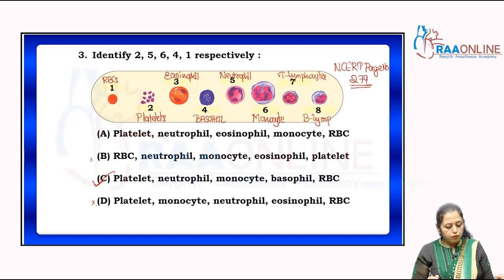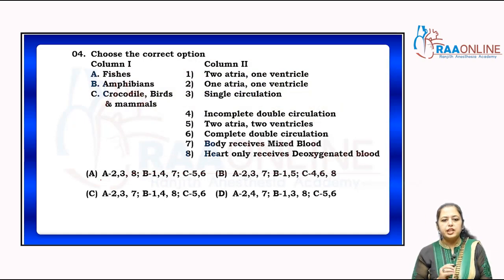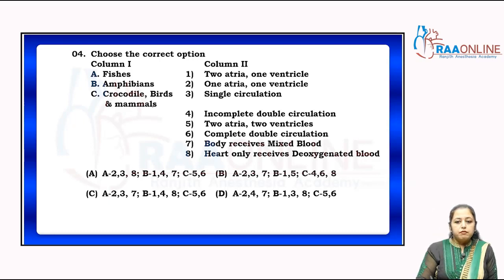Clear? So we have to learn these kinds of diagrams of the NCERT, right? And this type of question comes from each and every line of NCERT with their diagrams even. Clear? Now come to the fourth, that is choose the correct option, right? We know that in column 1 the animals are given and in column 2 their related features. So now come to match the column.